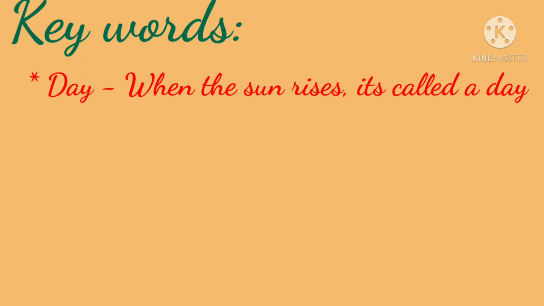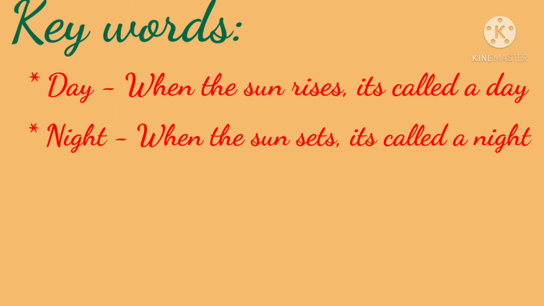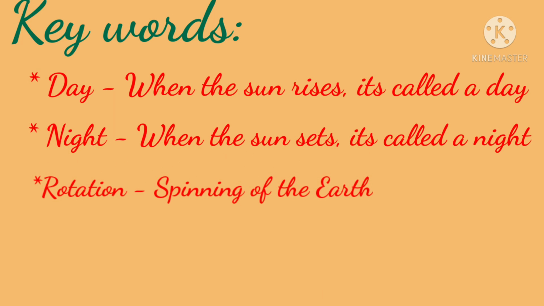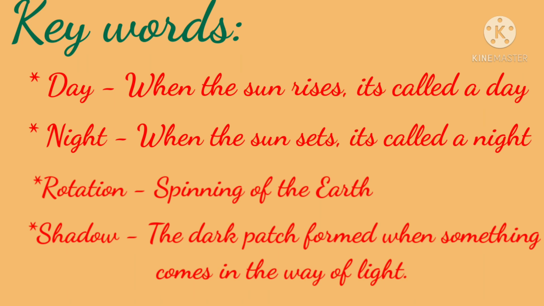Let's see some keywords. When the sun rises, we call it day. When the sun sets, we call it night. Spinning of the Earth is called rotation. The dark patch formed when something comes in the way of light is called a shadow.